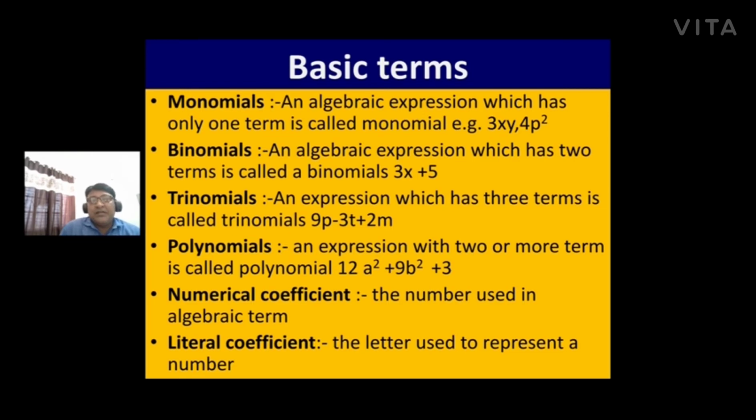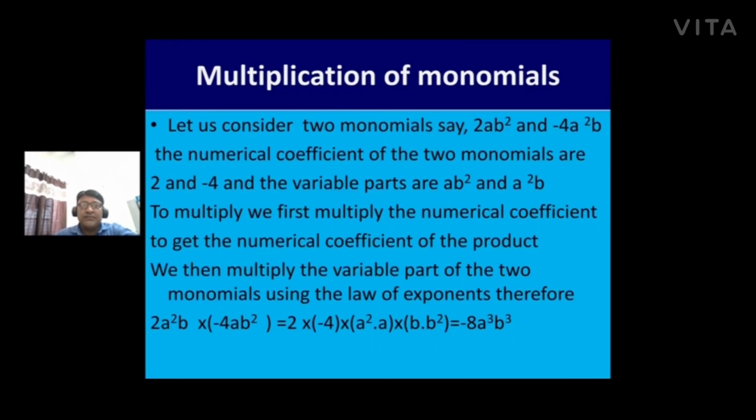Numerical coefficient. The number used in an algebraic term is called the numerical coefficient. For example, 12a square has 12 as its numerical coefficient, and the literal coefficient is the letter used to represent a number. It's called the literal coefficient.